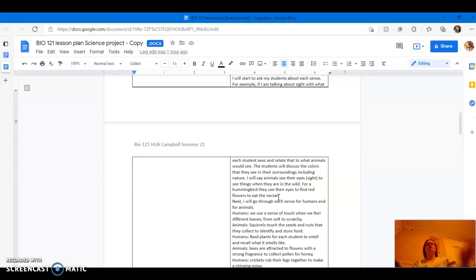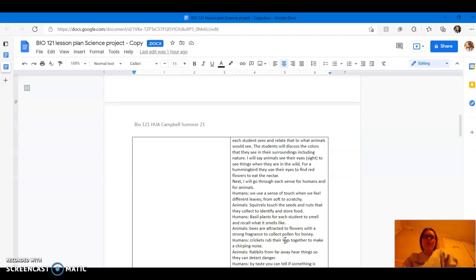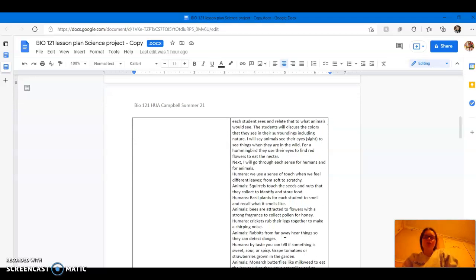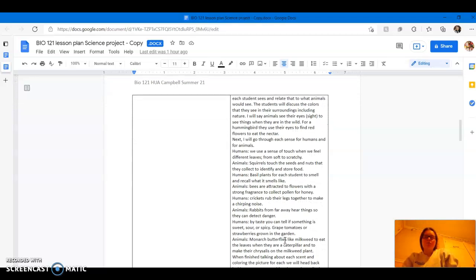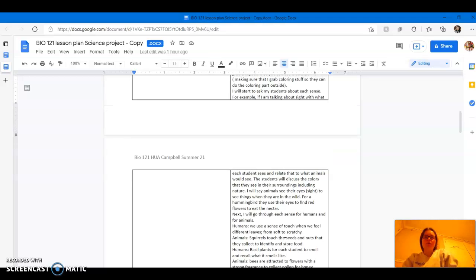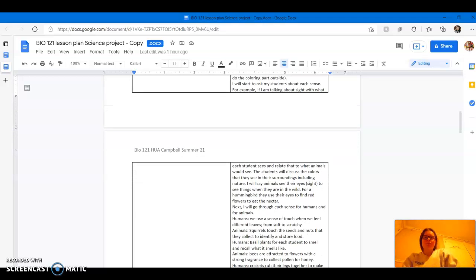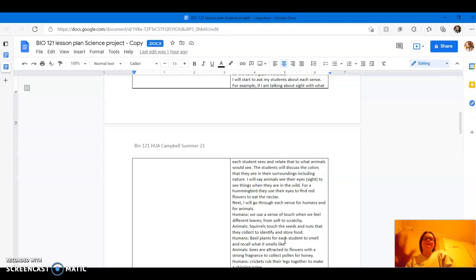Draw and color what they saw through the nature walk, where they have an understanding of, okay, animals and humans are related with these five senses. So, for example, I was going to do sight, which is the first sense, I'm going to be talking about eyes.